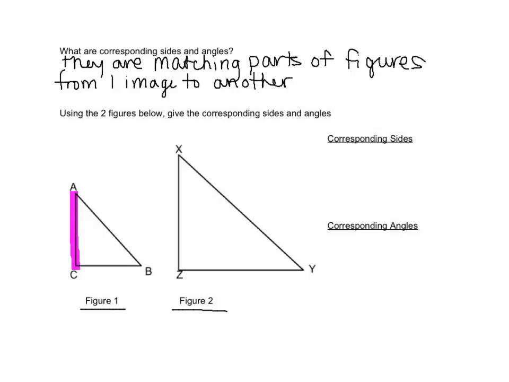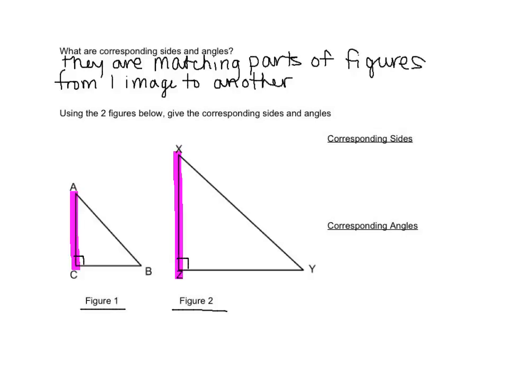So here I have side AC. It's on the left side of my shape, and figure 1 and figure 2 have the same orientation, which is what I mean by that is, if you look, this appears to be a right triangle, and that right angle is in the lower left-hand corner. So these triangles are sitting the same way. So side AC then matches up on figure 2 to side XZ.